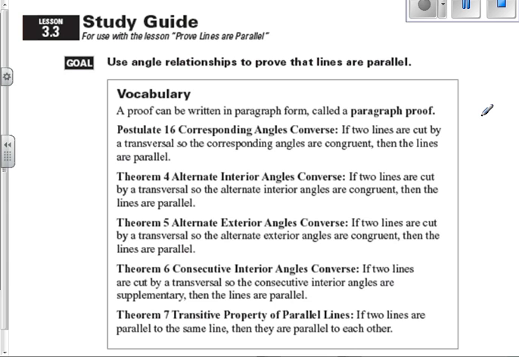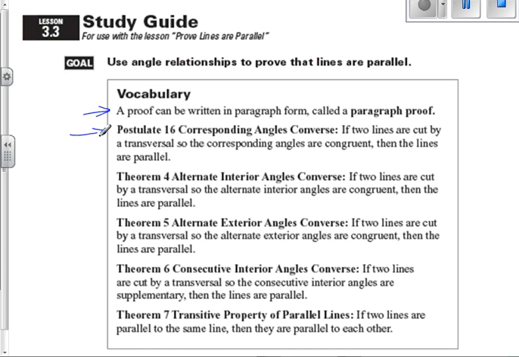We're looking at parallel lines. So let's go ahead and get started. We have some theorems to get through and a postulate. We already know that a proof can be written in paragraph form, called a paragraph proof, but typically we're just going to stick with a two-column proof: one column for the statement, one column for the reason.